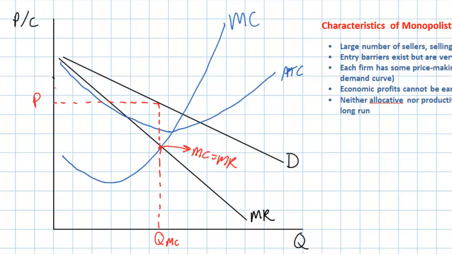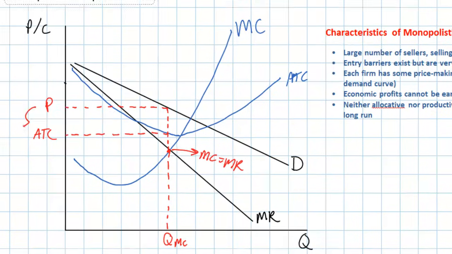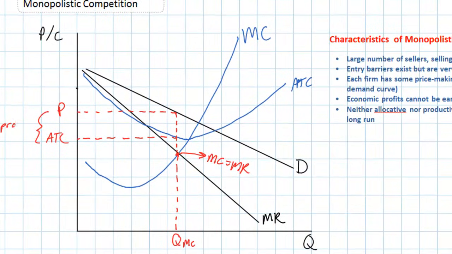And to determine whether or not this firm is earning economic profits, we can go up to the average total cost curve and over to the price and cost axis, and we can see that at its current level of output and price, our firm is earning economic profits equal to P minus ATC. So we have a rectangle here representing the firm's profits.